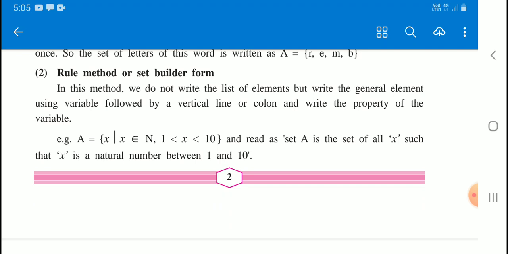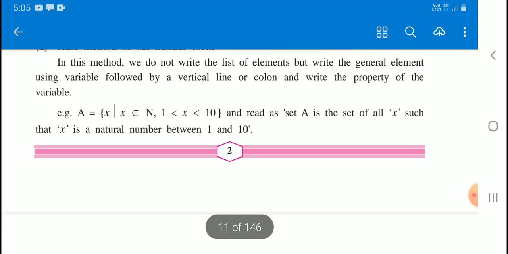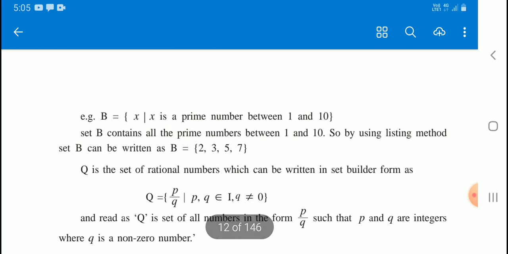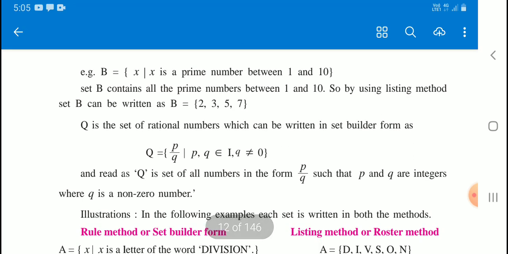We can read it as: set A is the set of all x such that x is a natural number between 1 and 10. The second example is B is equal to x such that x is a prime number between 1 and 10. So, we can write this set using the listing method as B is equal to, in curly brackets, 2, 3, 5, 7, curly bracket completed.